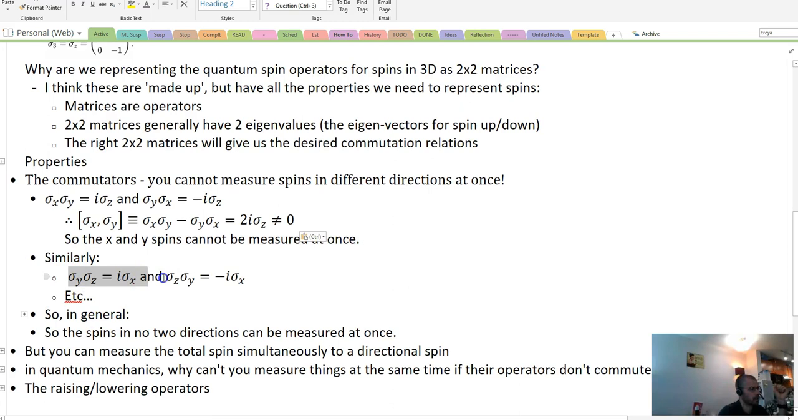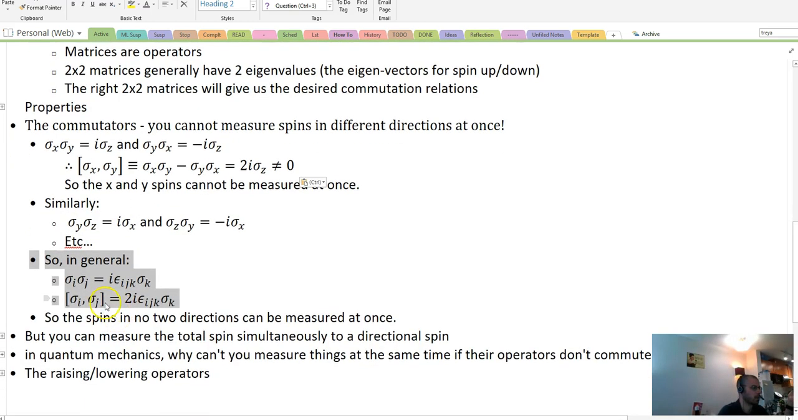Similarly, these are equal to this, so we can't measure spins y and z at the same time, and so on. More generally, if we take two of these, we get i times this thing here. And what this thing is, say if i is x and j is y, so we've got sigma x, sigma y, just like that, then this thing is going to be 0 unless k is the other one.